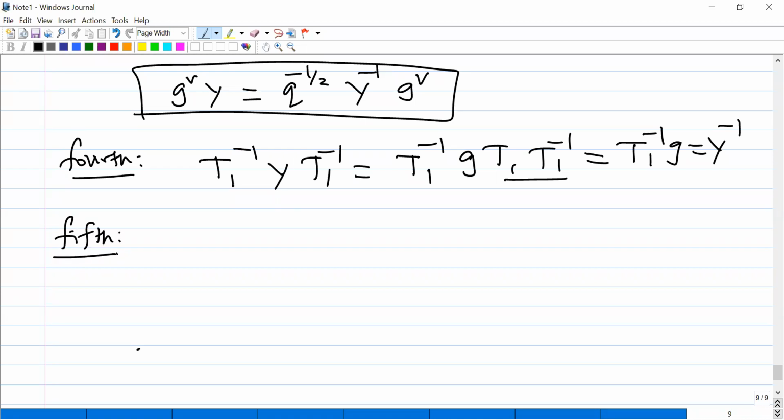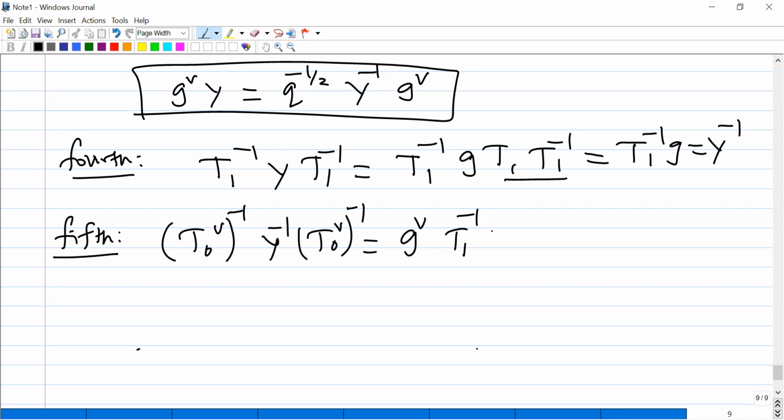The fifth one: if I take T naught check inverse Y inverse T naught check inverse, that will be equal to G check T1 inverse G check Y inverse G check T1 inverse G check. Now I can replace this Y inverse G check.